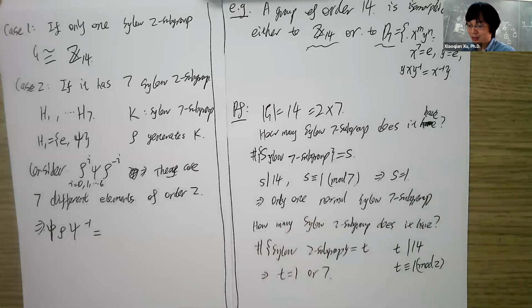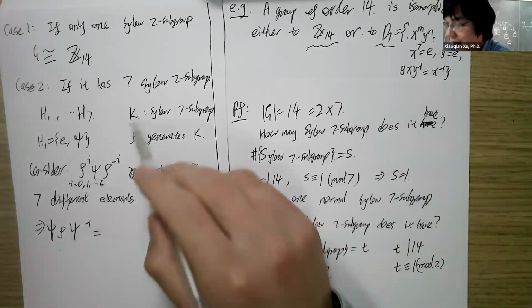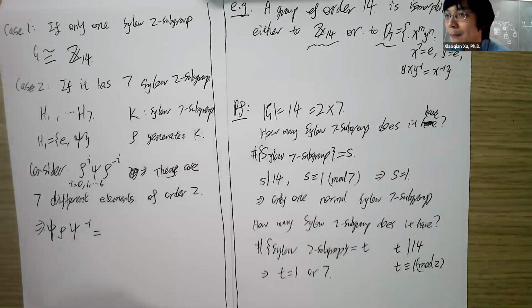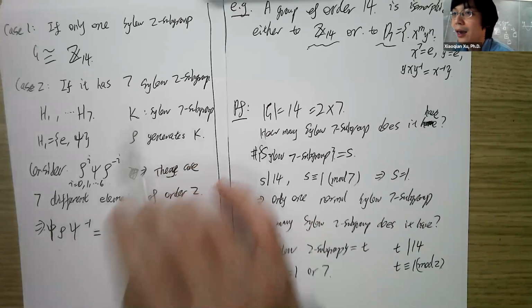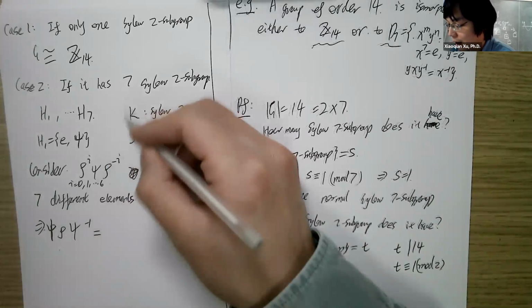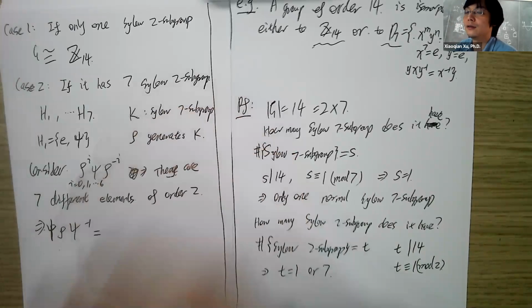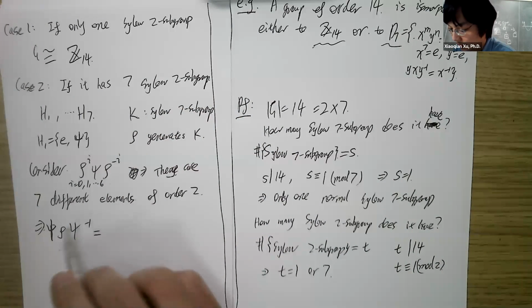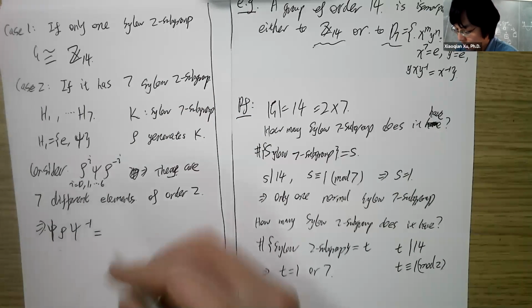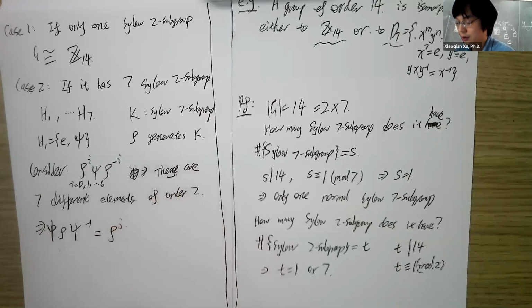And we know that this K is a normal subgroup. So if you take this kind of conjugate, it must be another element in K, because C inverse K equals K, right? So this kind of conjugate can only change it to something like rho to the power J for some J. Now the problem is, what should be over J?